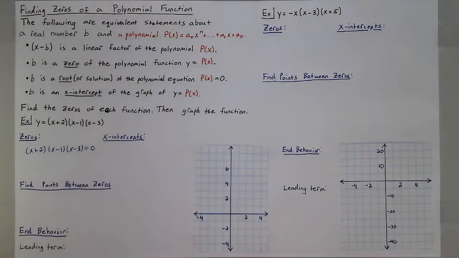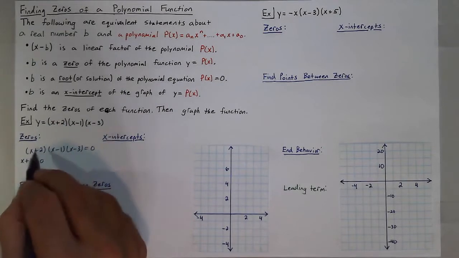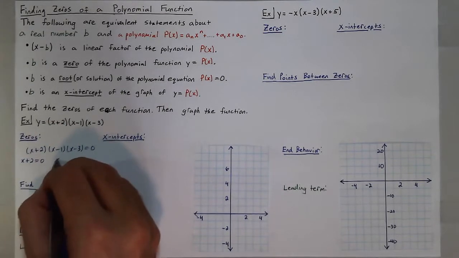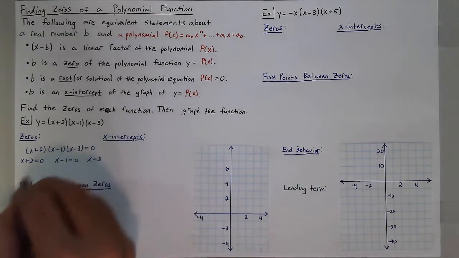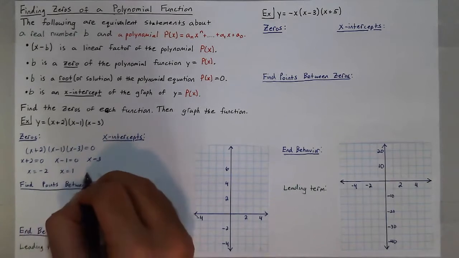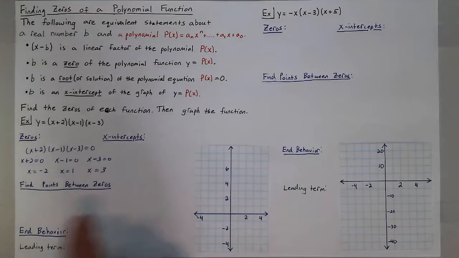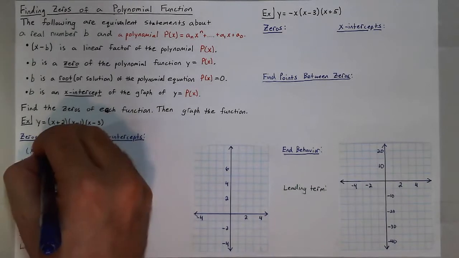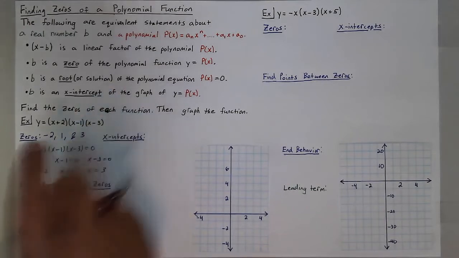Using the zero product property, I can set any of these factors equal to 0, because if any of the factors equals 0, the whole thing is 0. So I'll get x is equal to negative 2, x is equal to 1, and x is equal to 3. So these are my zeros for the function. Negative 2, 1, and 3 are my three zeros.